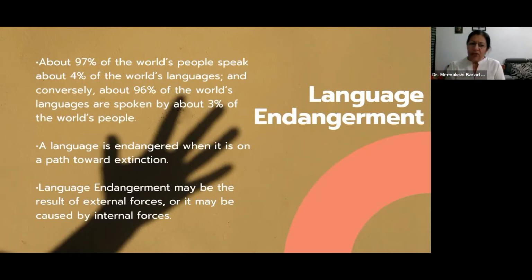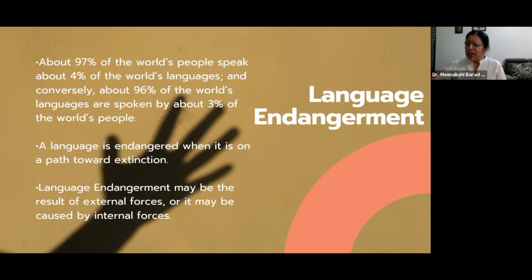And of these, 1,000 were spoken in the Americas, 2011 in Africa, 225 in Europe, 165 in Asia, and 120 in the Pacific, including Australia. So about 97% of the world's people speak about 4% of the world's languages, and conversely about 96% of the world's languages are spoken by about 3% of the world's people.